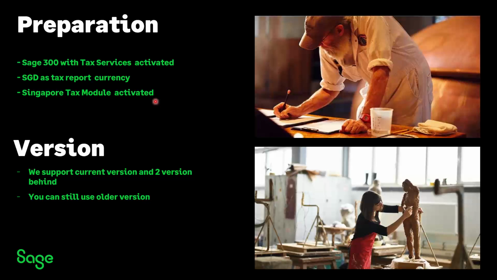Of course, if you're using SAGE 300 2018 and you want to start using the Singapore tax report module, you will have to upgrade your SAGE 300 version to at least SAGE 300 2019 and above.